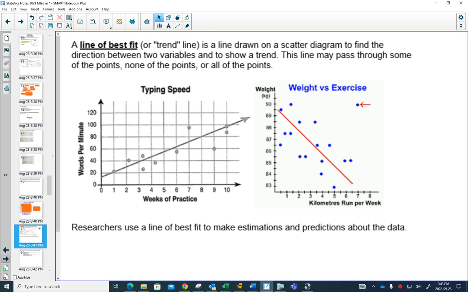So the first mathematical thing that we're going to start to try to figure out is to find the line of best fit, or trend line. Weeks of practice and the amount of words per minute that you can type. The more practice, the faster you get to type. So it makes sense, right? But sometimes you have bad weeks and you just can't. Or there's tough words that you have to type.